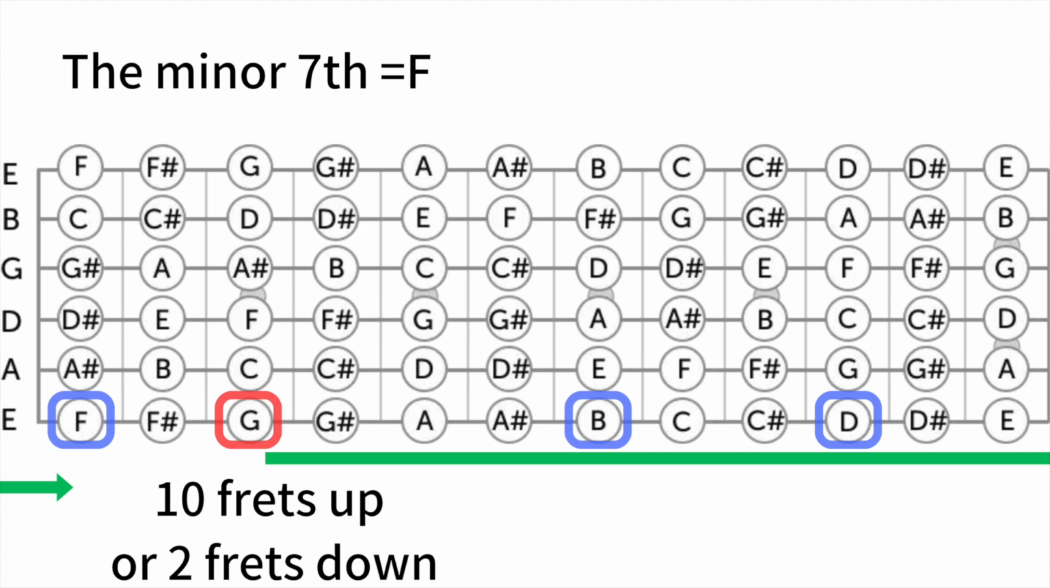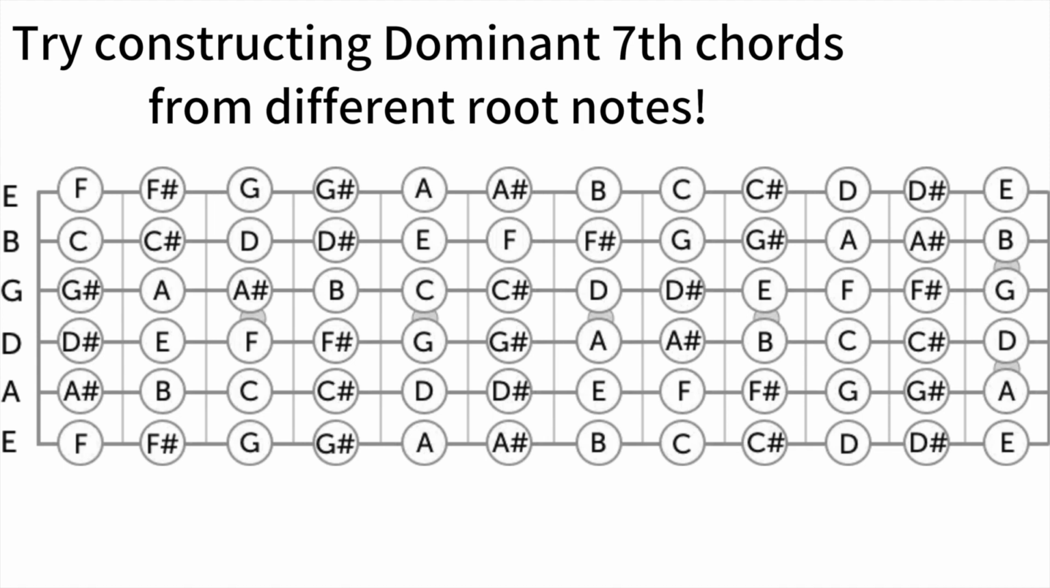Now it's your turn to practice. Try constructing dominant seventh chords from different root notes. Notice the distinct sound when you play these chords, and how adding the minor seventh changes the feel of the basic major triad. This understanding and application of dominant seventh chords will be crucial as we progress further into blues music.